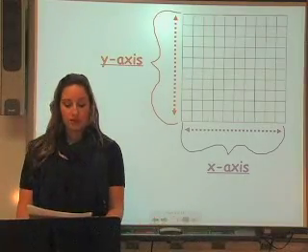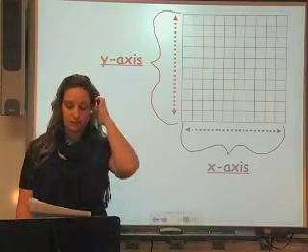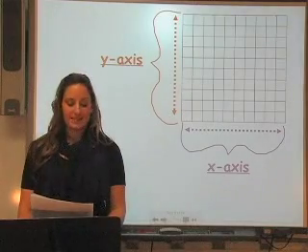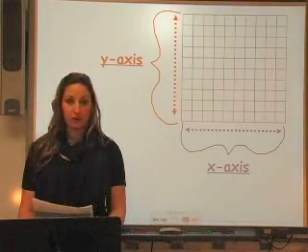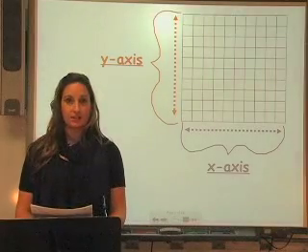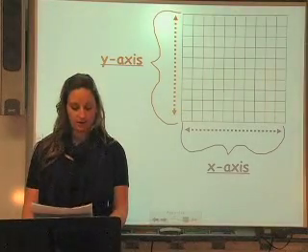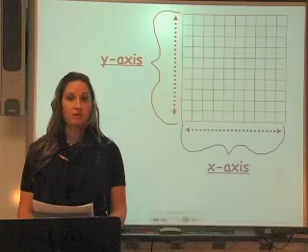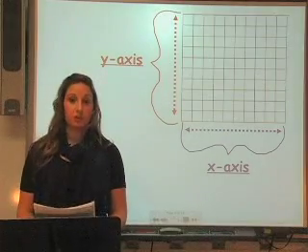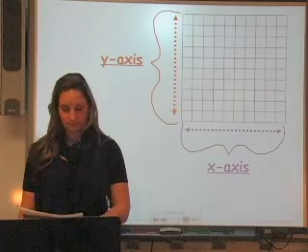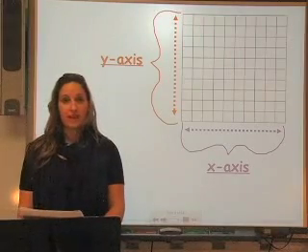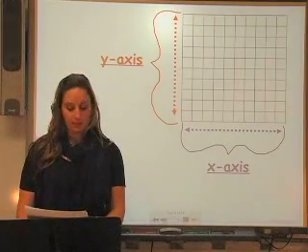A two-coordinate graph has 2 axes. The horizontal or side-to-side axis is called the x-axis, and the vertical or up or down axis is called the y-axis. It is important to remember these 2 terms, the x and the y-axis. Both of these axes must be given a label.